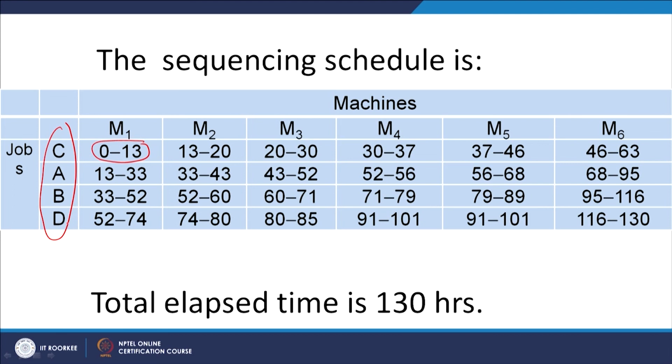Now, you will observe again the gap that is obtained wherever the time out and the time in of the previous one is not matching, and you find that the total elapsed time is 130 hours, because the time out of the last machine M6 on the last job, that is D, is 130 hours. So, like this we can complete the entire sequencing schedule of all the machines and all the jobs.